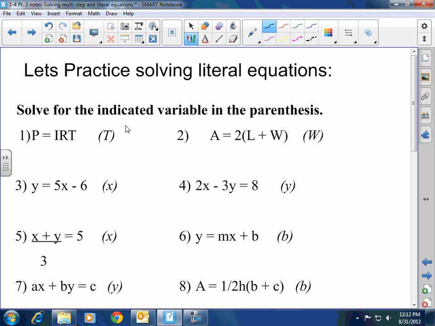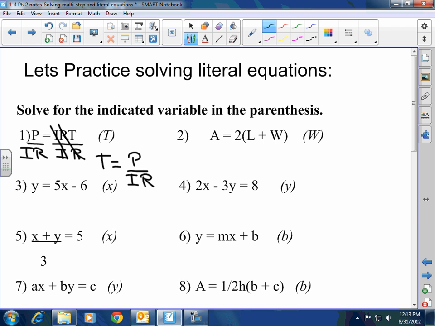Number 1, P equals IRT. I want to solve for T. Same goal as before. I want to isolate the variable, get that variable all by itself. The variable I want to get all by itself in this case is the T. What is the relationship between the I, the R, and the T? They're being multiplied. How do you cancel multiplication? With division. So I'm going to divide by IR to both sides. Cancel, cancel. T equals P over IR. Done.